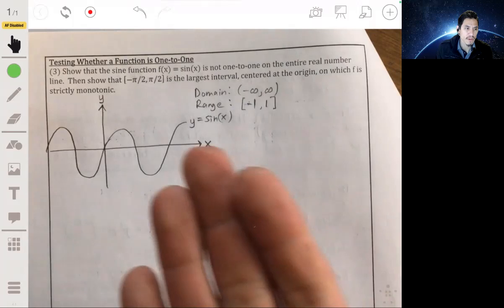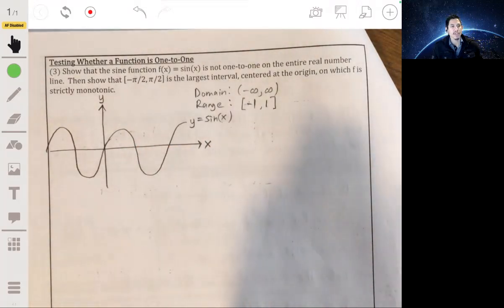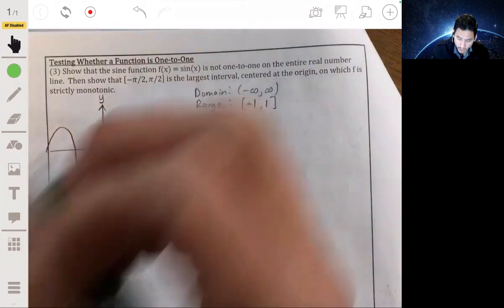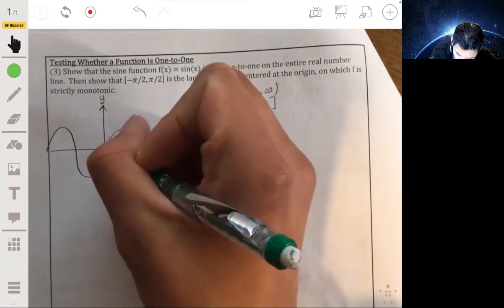Now, remember what one-to-one means. One-to-one means that you won't have the same y value appear more than once. You won't have the same y value repeat for different x values. So let me draw this. That's the origin to make it clear.